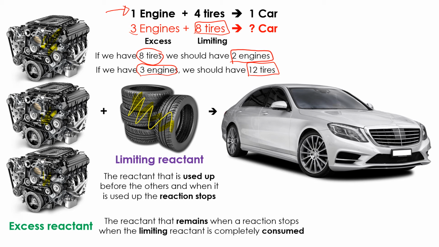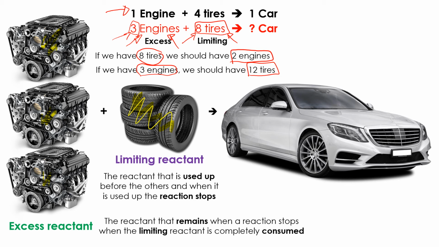Why are the tires limiting? Because if we used the other given, we would need more than what we have in the problem. For that reason, the tires are limiting. Why are the engines excess? Because if we use the other reactant, which is the tires, we will need less than what we are given, which is 2 engines. So we have more engines than what we need, so it is excess.